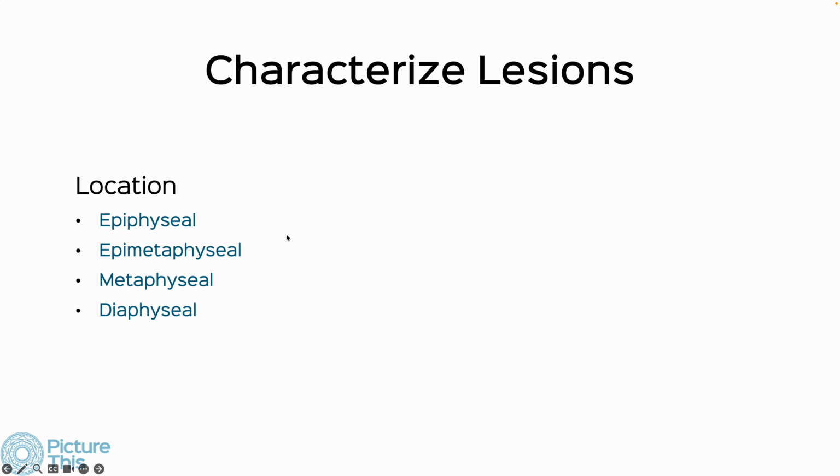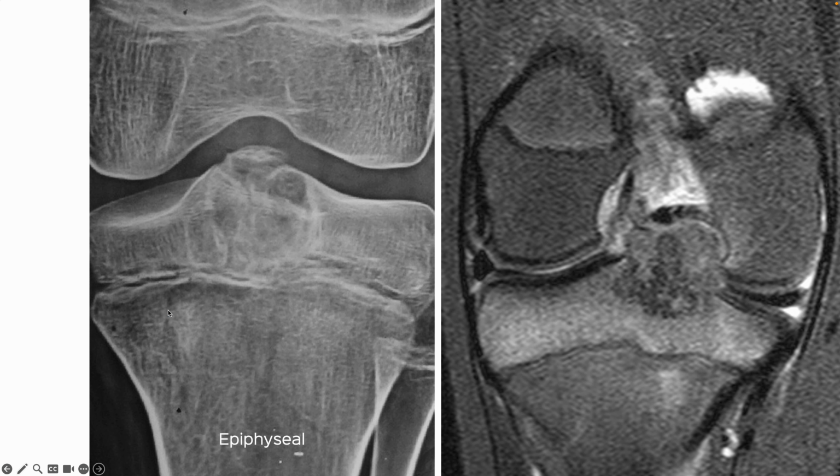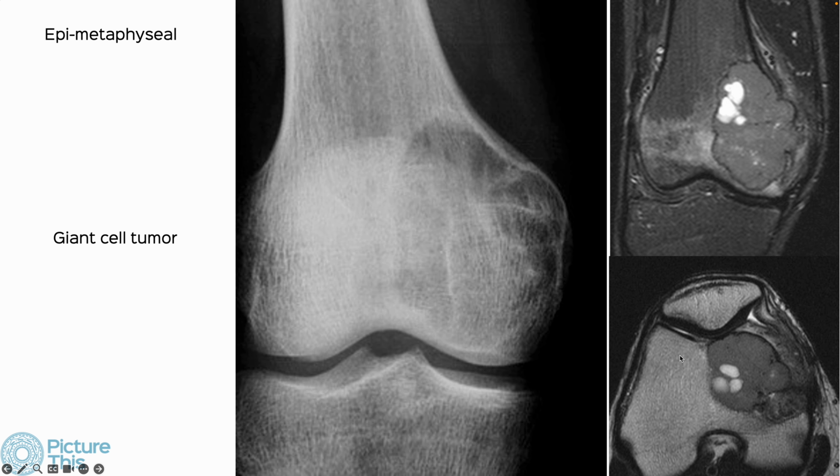So location matters. Some tumors are only epiphyseal, some are only diaphyseal, etc. Here's your classic epiphyseal tumor, and it has a sclerotic rim. So it's a benign lesion, epiphyseal, T2 dark. This is a classic chondroblastoma with extensive marrow edema in the epiphysis and partly in the metaphysis.